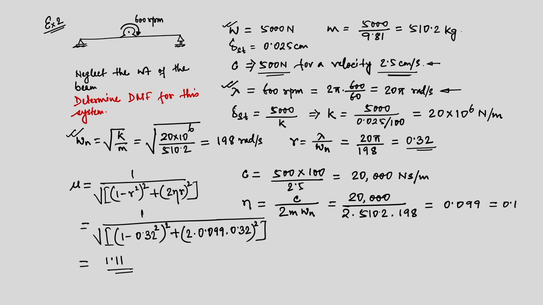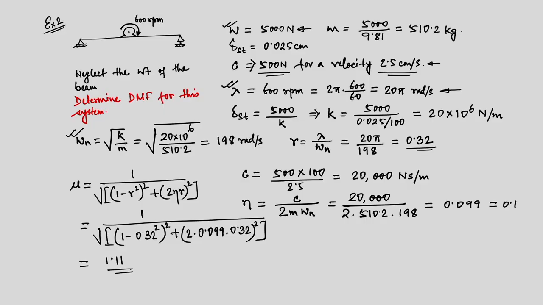So, the second problem is solved, and in this case again we have a massless beam. I repeat once more, if you consider the mass of the beam, then you just need to add that mass here, and obviously if the mass increases, the natural frequency will reduce. If omega n is reduced, its impact on the frequency ratio will increase. Whatever the mass of the beam, if you add that, you can find out the frequency ratio, and accordingly the dynamic magnification factor. So, that is the second problem. Let us move forward.